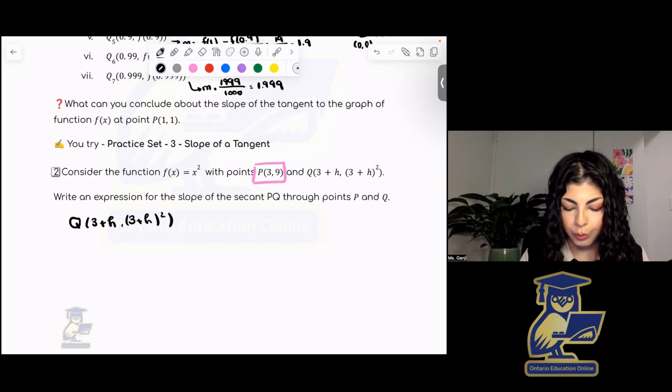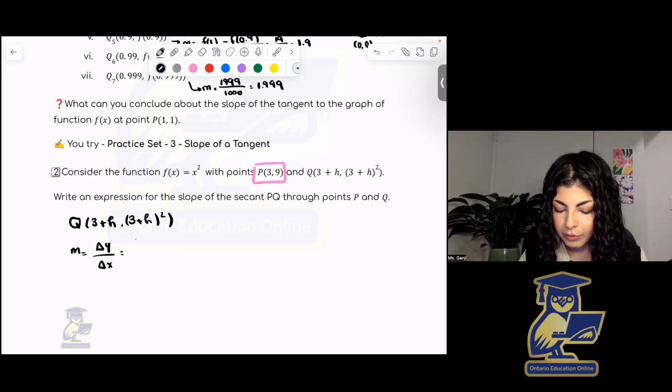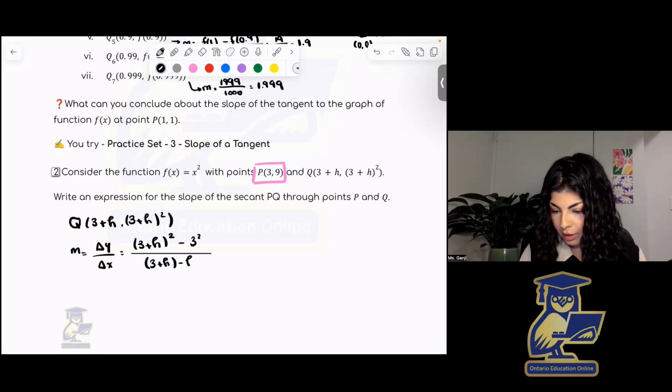In order to find that m, which is the difference of our y over the difference of our x, let me just fill this out. This will be (3 plus h) squared minus just 3 squared. And in the denominator, we have 3 plus h, which is our first x, and subtracted from 3.